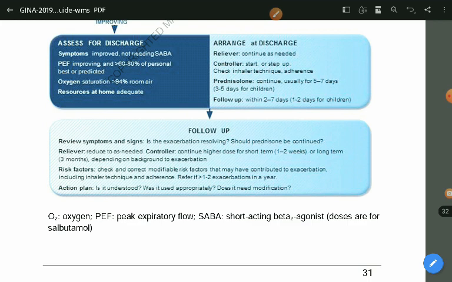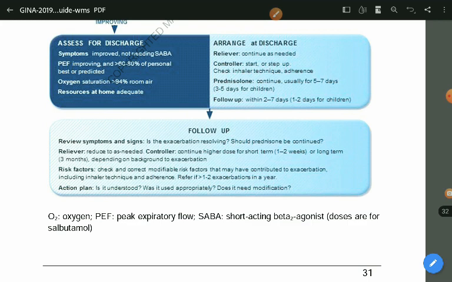Then we need to check for the risk factors. Check and correct modifiable risk factors that may have contributed to the exacerbation, like viral infection, occupational hazards, or exposure to allergens, for example. Then we need to include also the inhaler technique and whether they are adherent to it. Then refer to your pulmo doctors if more than 1 to 2 exacerbations in a year.